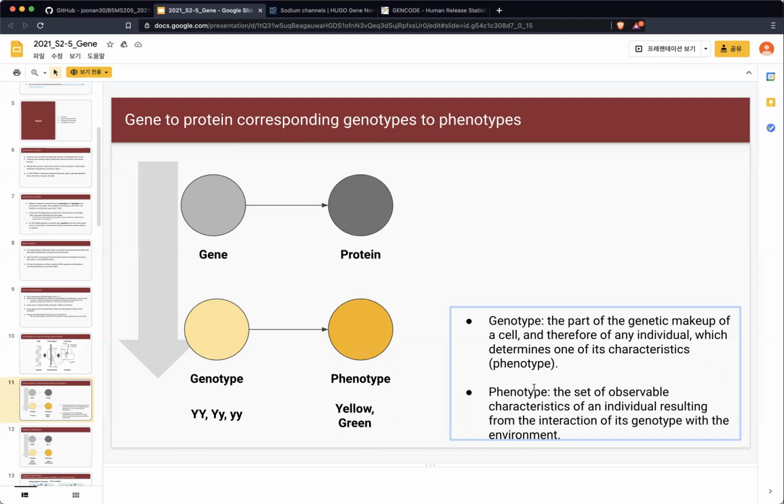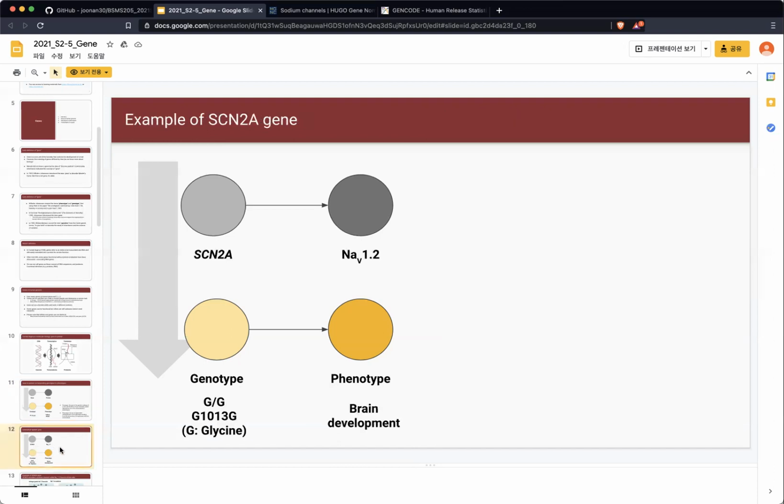So an easy, simple example of genotype and phenotype is the Mendelian notation, dominance and recessive, and the phenotype is the pea color, right? Or the other way, I could give you an example of the SCN2A gene, which is the sodium channel alpha 2 unit gene, one of my favorites. That is a gene located somewhere in our chromosomes and translated into the protein called sodium voltage-gated channel Nav1.2, right? So this is the protein name.